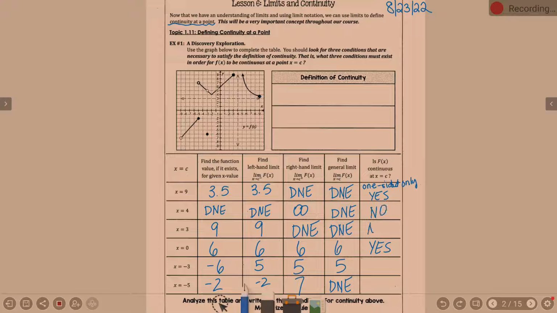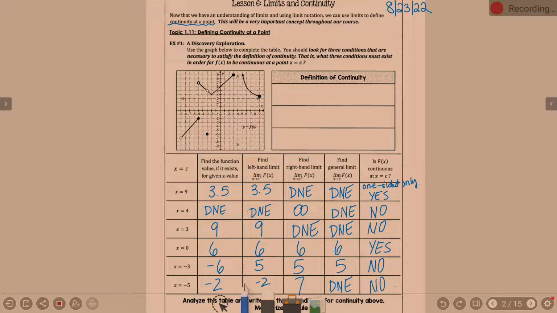All the rest of those, if you look at the graphs, as we approach 4, no, because we have a stopping point on the left. As we approach 3, no, because it doesn't come from the right. As we approach 0, well, that one was a yes. As we approach -3, that one's a no only because this value is removed, right? It's a removable hole. And then -5, you got two different limits going on.